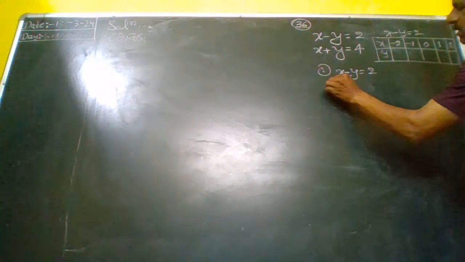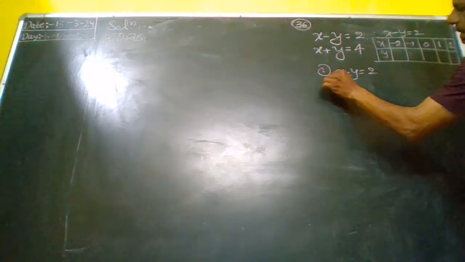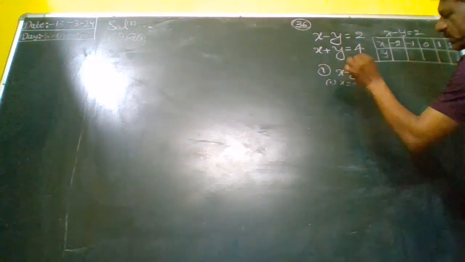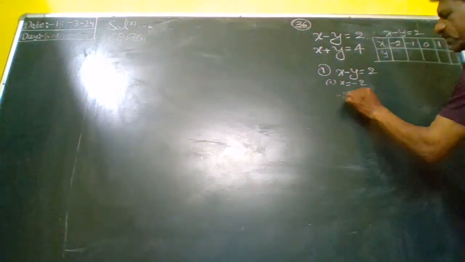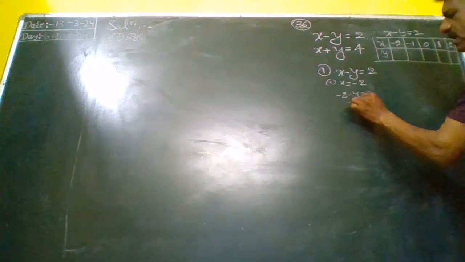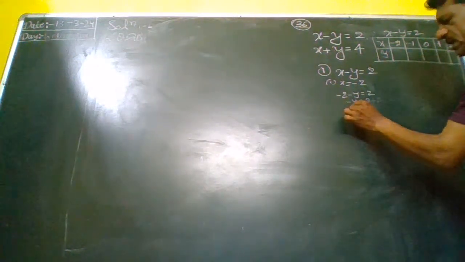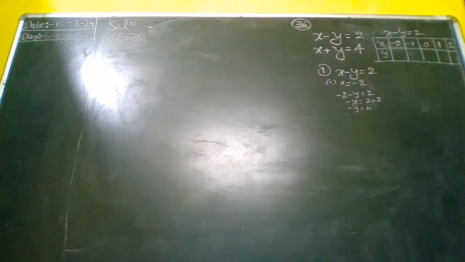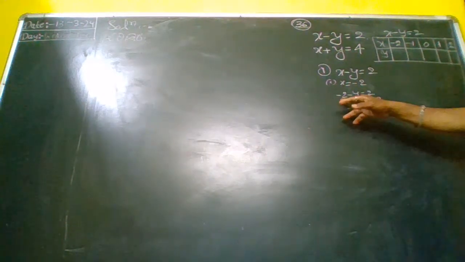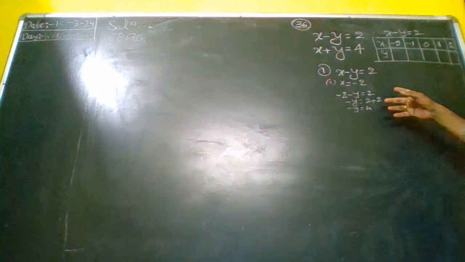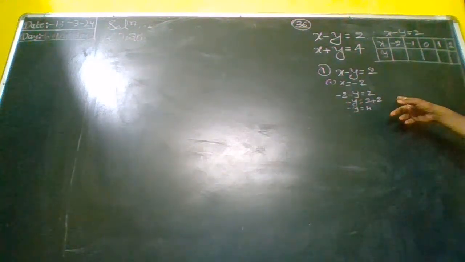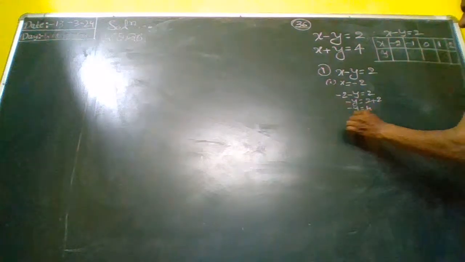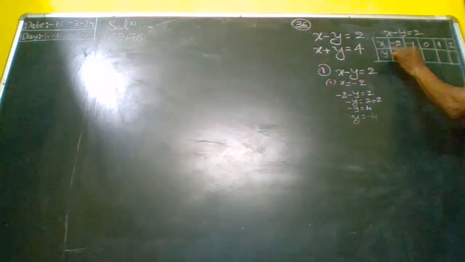So now put here x equal to minus 2. So what will you get here? Minus 2 minus y equal to 2, or minus y is equal to 2 plus 2. That is minus y is equal to plus 4. If we transpose the minus 2 from LHS to RHS, this minus 2 becomes plus 2. It changes its sign. So minus y equal to 4, or y is equal to minus 4.